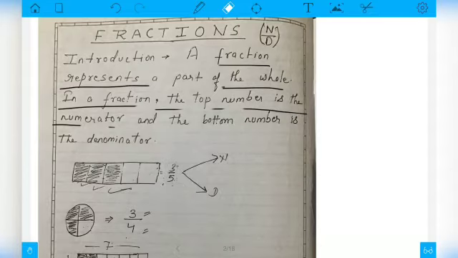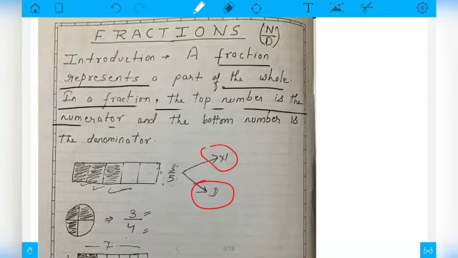Introduction. A fraction represents a part of the whole. In a fraction, the top number is the numerator and the bottom number is the denominator. Dear students, the fraction is made by two elements, that is, first is numerator and the second is denominator. So now, as you can see over here, how to denote the fraction.